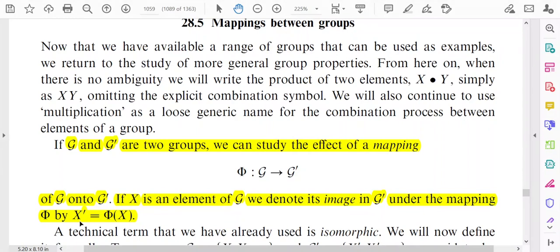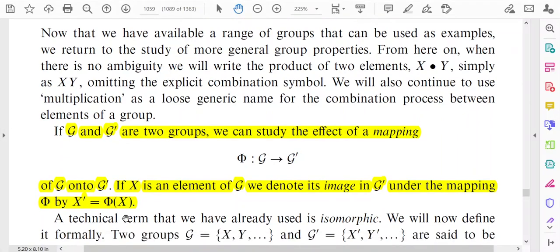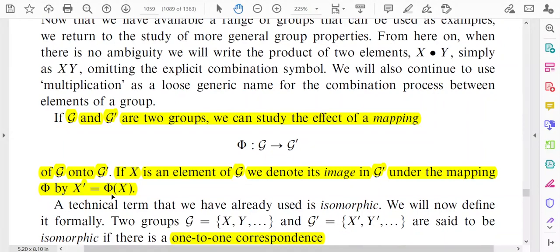G and G prime are two groups. So if X is an element of G, the corresponding element will be X prime in G prime. X prime is called the image of X and we write X prime equal to phi of X, because phi is a kind of mapping. X prime corresponds to X through the mapping phi.